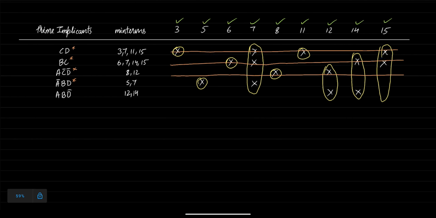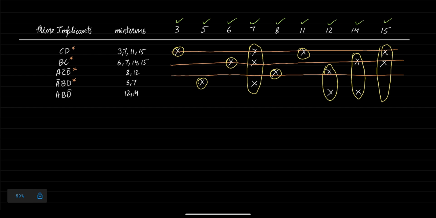Now, the next step would be to choose our prime implicants that are essential for covering all the minterms. So 3 only has one x in its column, so CD is going to be a prime implicant. Similarly with 5, A bar BD. Similarly with 6, BC, and 8 and 11, they all contribute to these essential prime implicants.